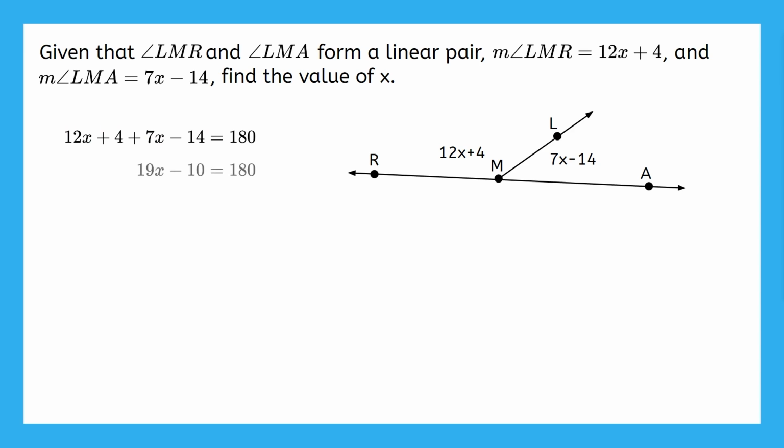Did you combine like terms on the left side of the equation? And then add 10 on both sides. Then divide by 19. This is pretty good. Is it what we were looking for, though? Yes, we were asked to find x, and that's what we have.